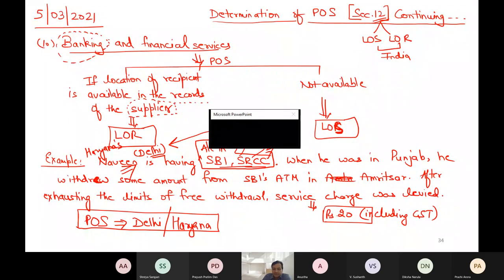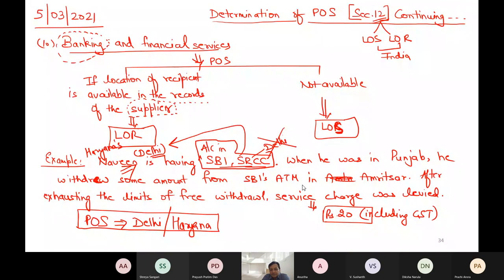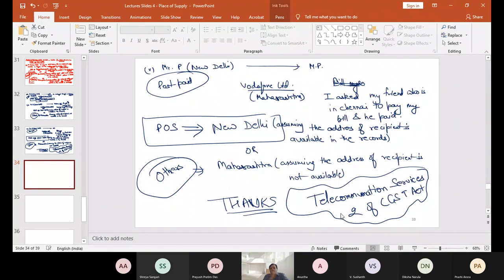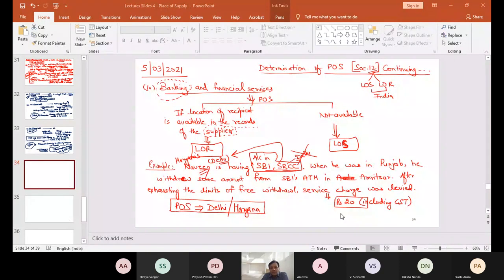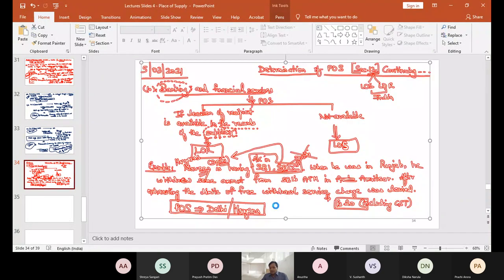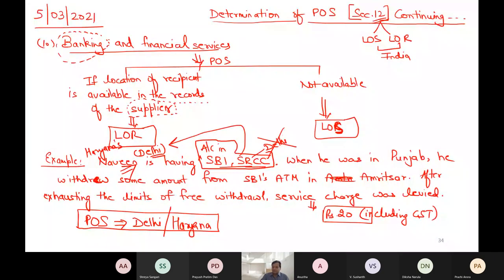If yes, please raise your hand. If the concept is clear, please raise your hand. Okay, very good. Now, next example. Again, you should also try to answer this example. Now, example two. Another example, okay?